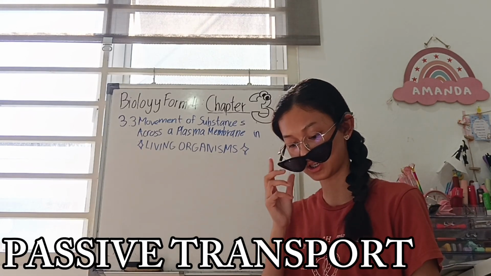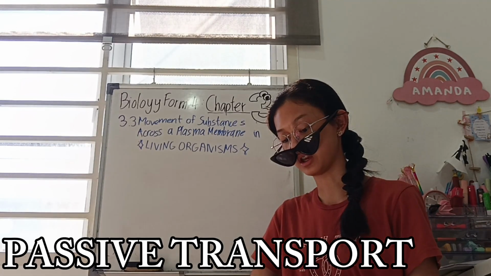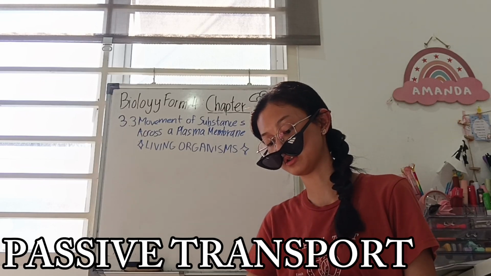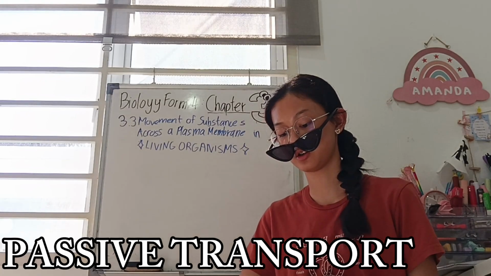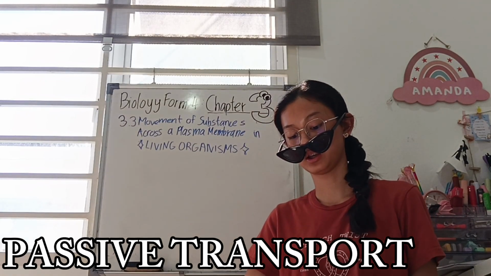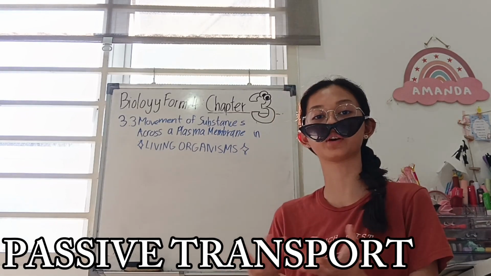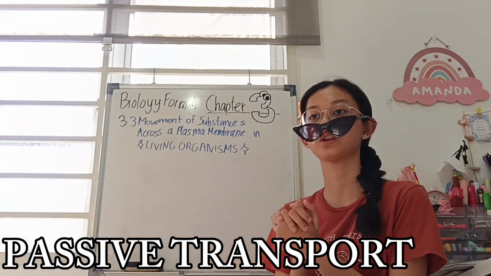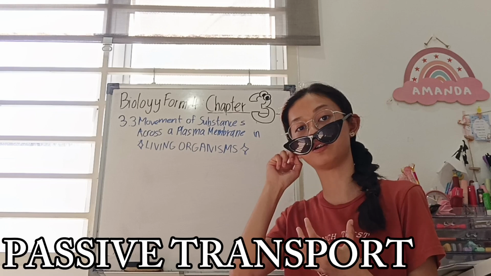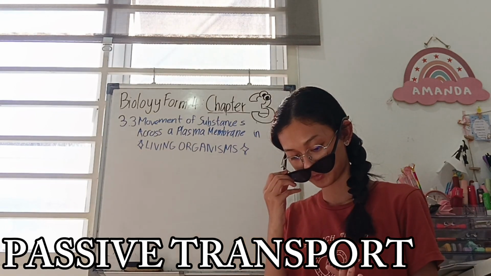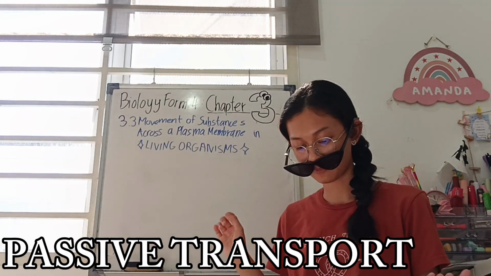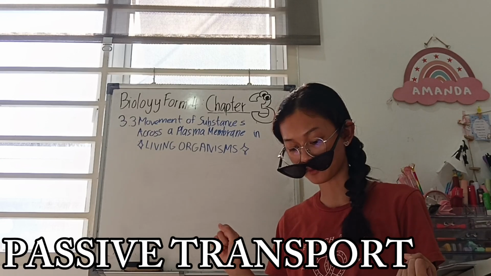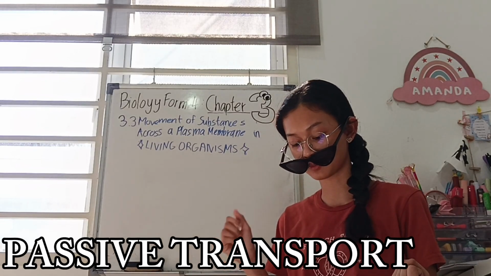Okay, so the second point, reabsorption of water occurs by osmosis through the renal tubule of the kidney. So in our kidney, there's a thing called the renal tubule. That one absorbs water, so they will absorb water using osmosis. Okay. Third point, absorption of water by plant root hair cell by osmosis.